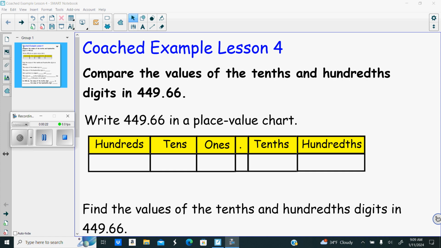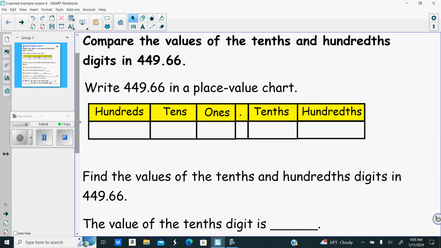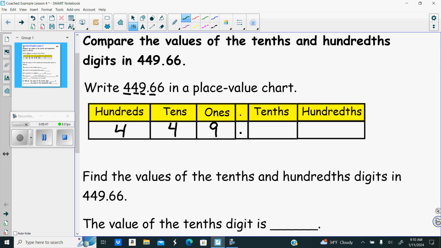To do this, we're going to start by writing 449 and 66 hundredths in a place value table. I'm going to begin with the 4. That's in the hundreds place. I have another 4 in the tens, a 9 in the ones, and we have our decimal point. We have a 6 in the tenths and a 6 in the hundredths.